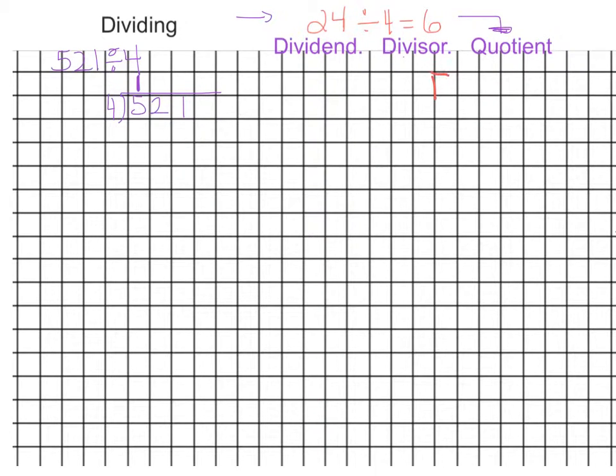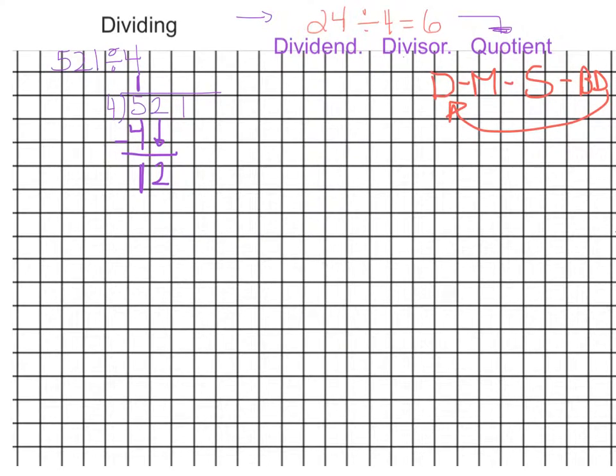So we did division first. 4 times 1 is 4. So then we multiply. Now we need to subtract. 5 subtract 4 is 1. So we've subtracted. And then bring down. We're going to bring down the 2. And then we start all back over again. So those 4 steps are what you need to remember.